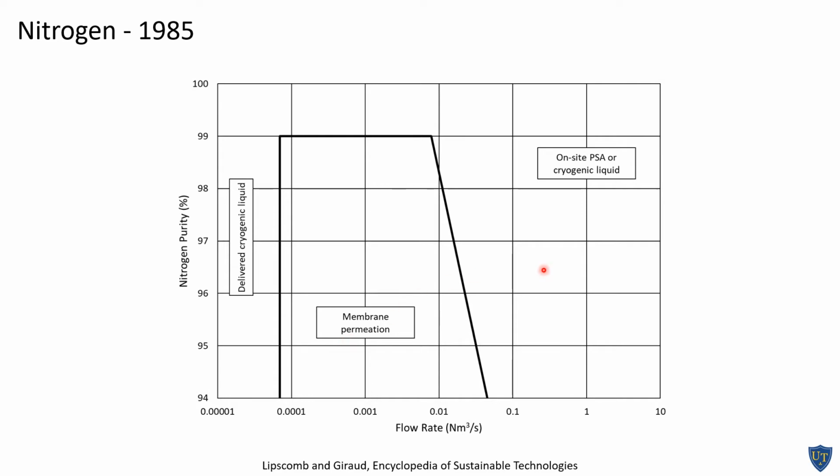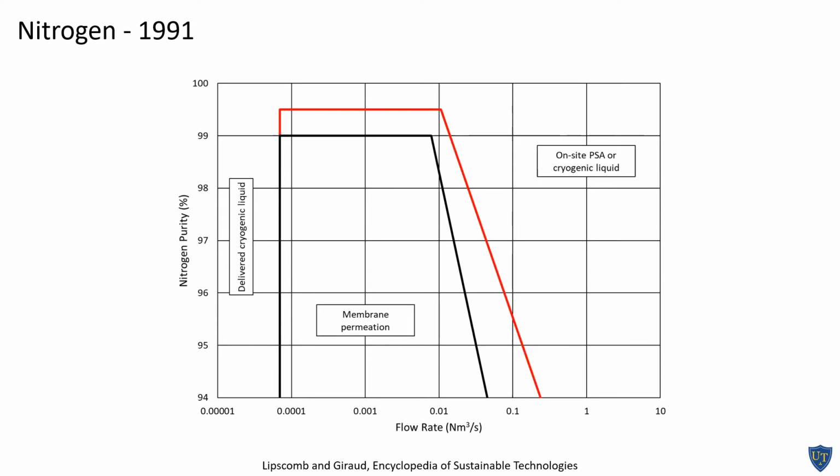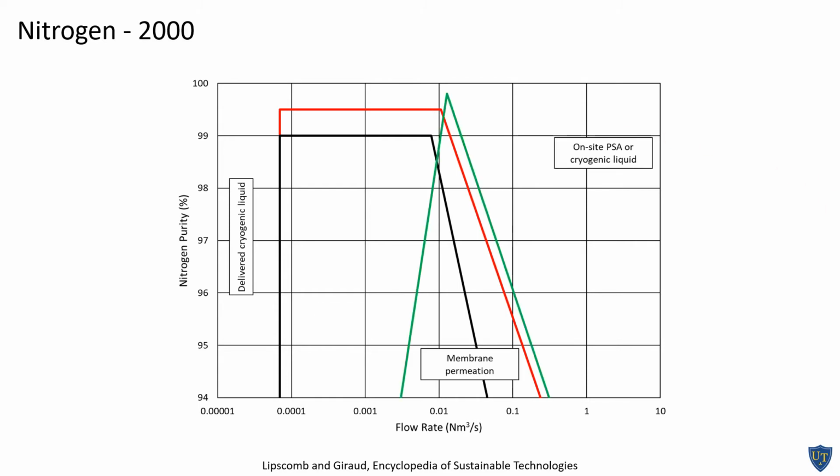If you wanted higher flow rates, regardless of the purity, then on-site PSA or on-site cryogenic liquid production was preferred, and at the lower flow rates, just delivered liquid was preferred. Over time, that portion of the market that membranes were competitive in did change. As you can see here, in 1991, it expanded to higher flow rates as well as higher purities. We continued to see an expansion to higher purities in 2000.